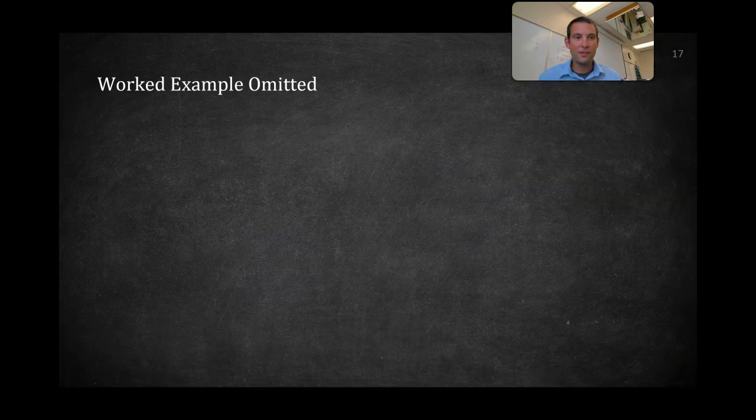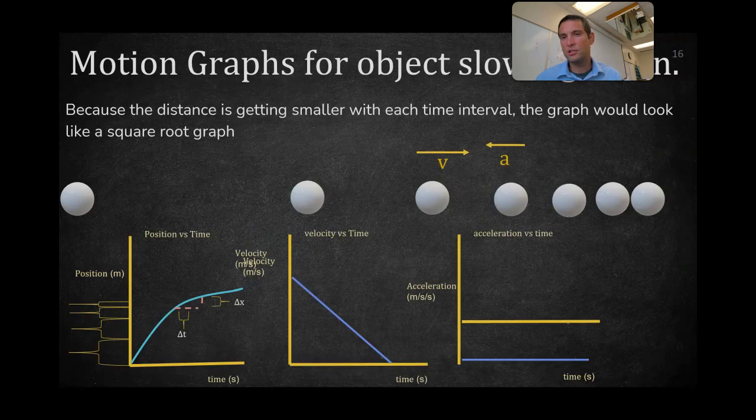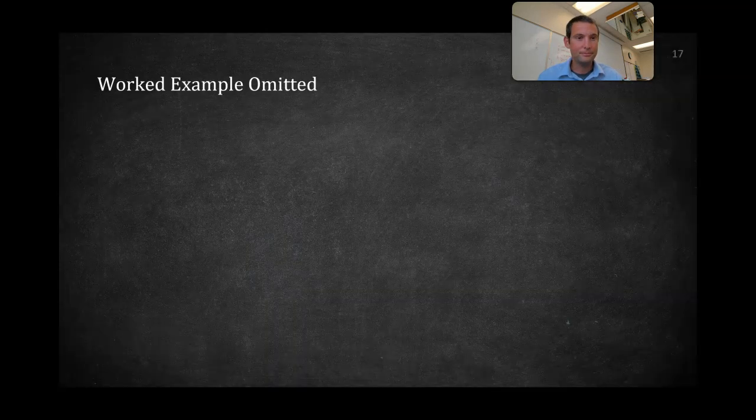Whenever you have velocity and acceleration in the opposite direction, the object is slowing down. Whenever you have velocity and acceleration in the same direction, your object will be speeding up.